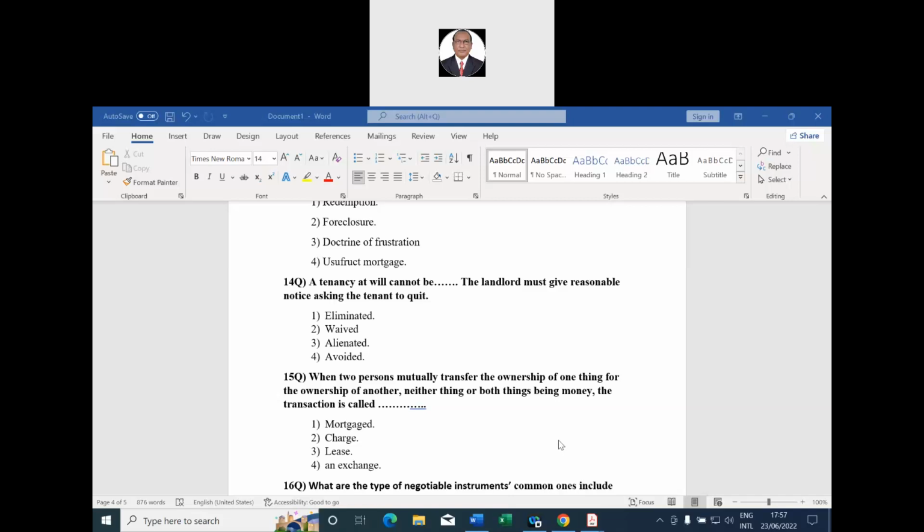Anyone can unmute and read. 15th question, which I highlighted here. When two persons mutually transfer the ownership of one thing for the ownership of another, neither thing nor both things being money, the transaction is called: option 1 mortgage, option 2 charge, option 3 lease, option 4 an exchange.